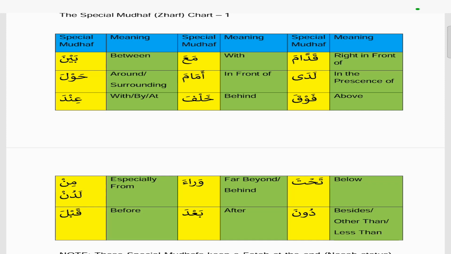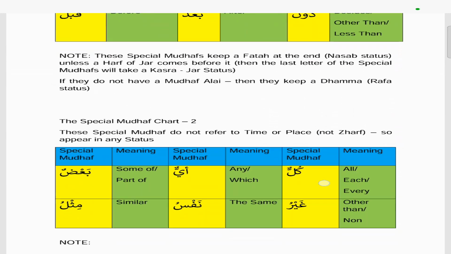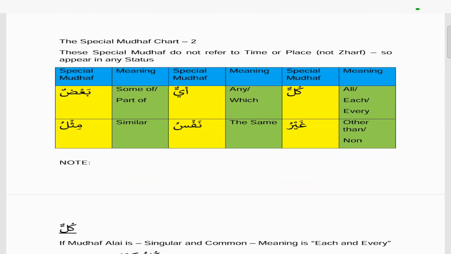That's like, for example, qabla, which means before. If it doesn't have a mudaf ilay, then you would just say qablu and keep the dhamma. So this is the special mudaf chart 2.